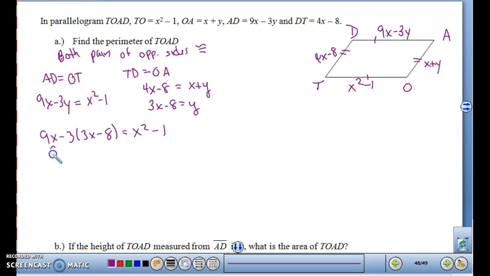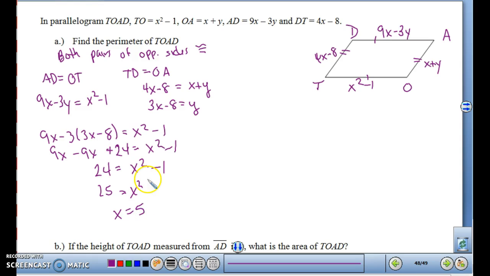Okay, so distribute. 9x plus 24 is equal to x squared minus 1. These will combine to be 0, so that gives me 24 equals x squared minus 1. Move the 1. We get x squared equals 25. Take the square root of both sides, and x is going to equal 5. So now we know x is 5, and it says y is equal to 3x minus 8. So that's 15 minus 8, which is 7. So x is 5 and y is 7.